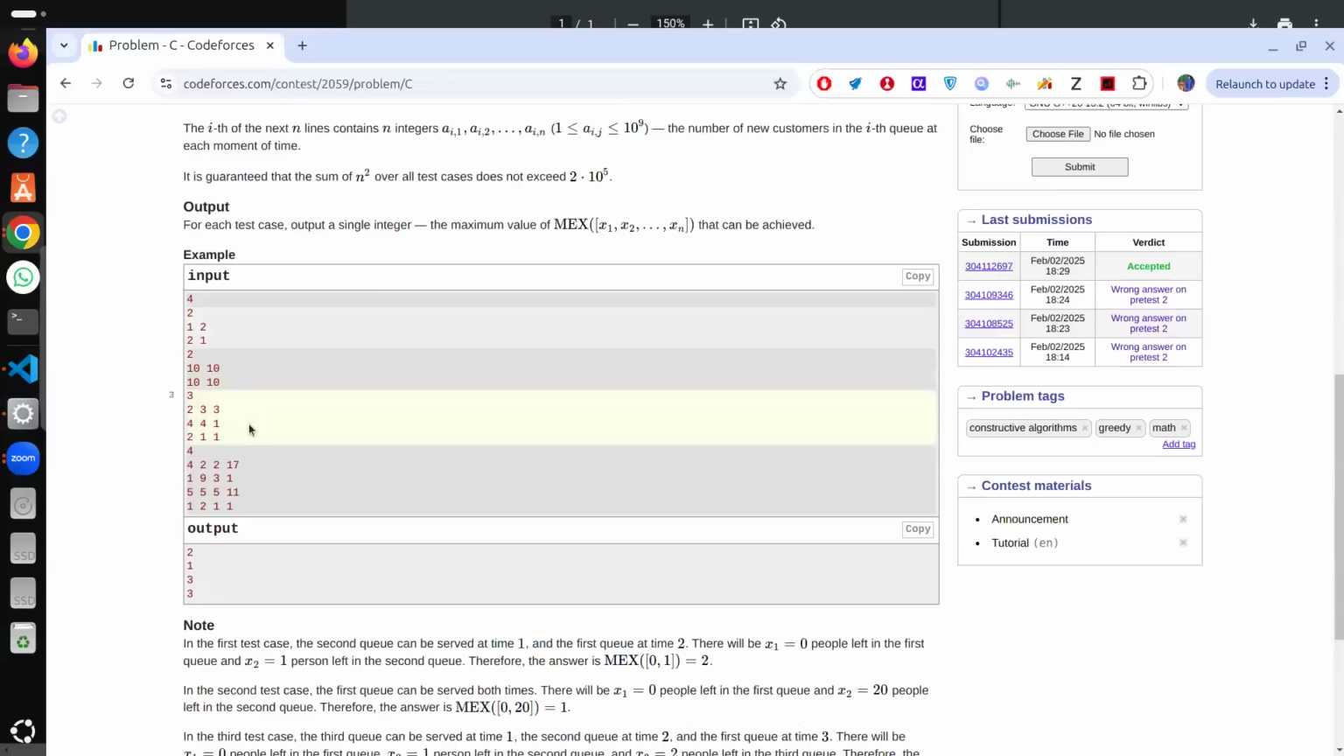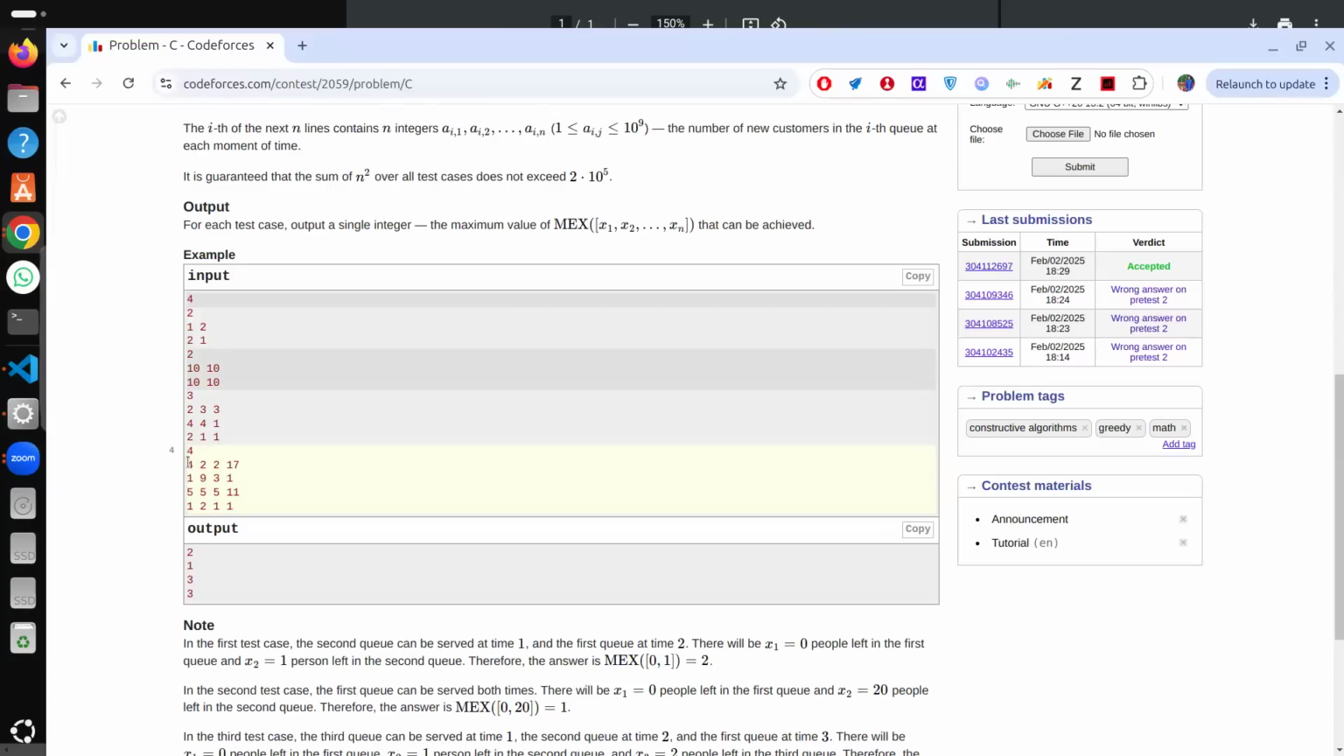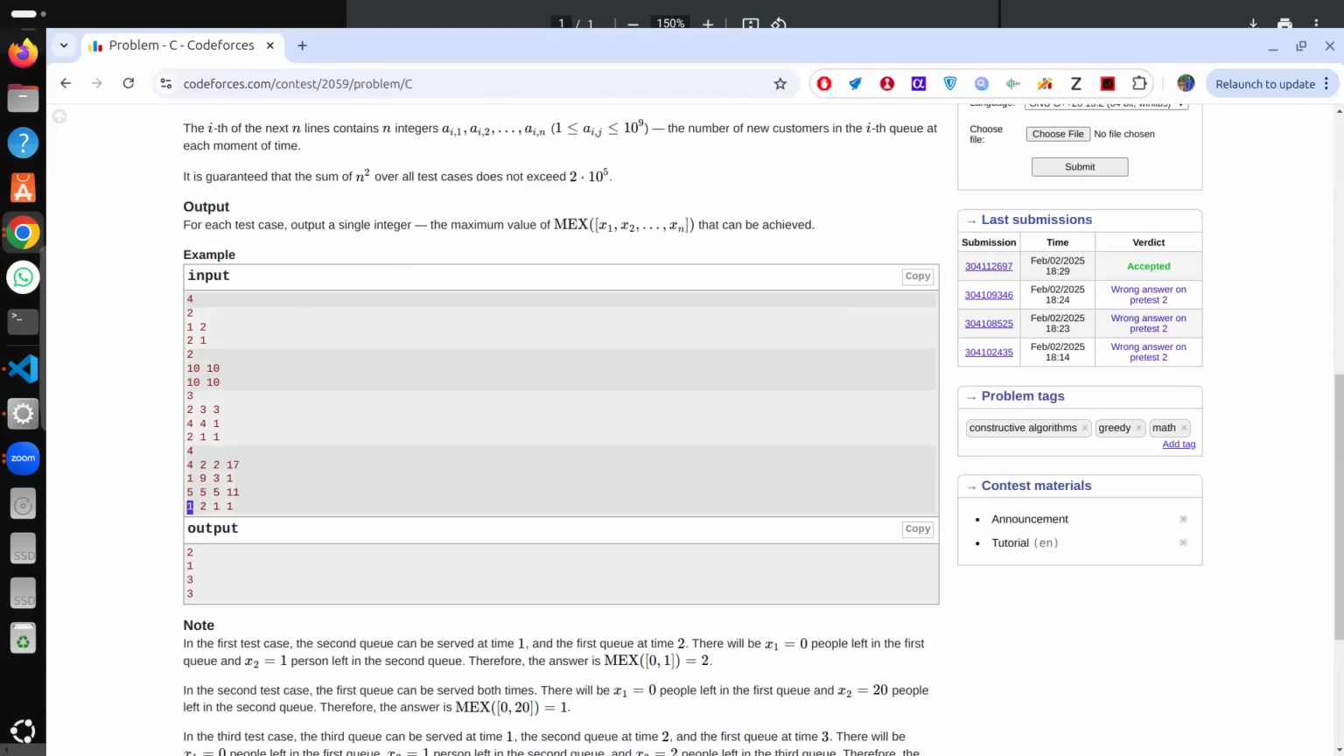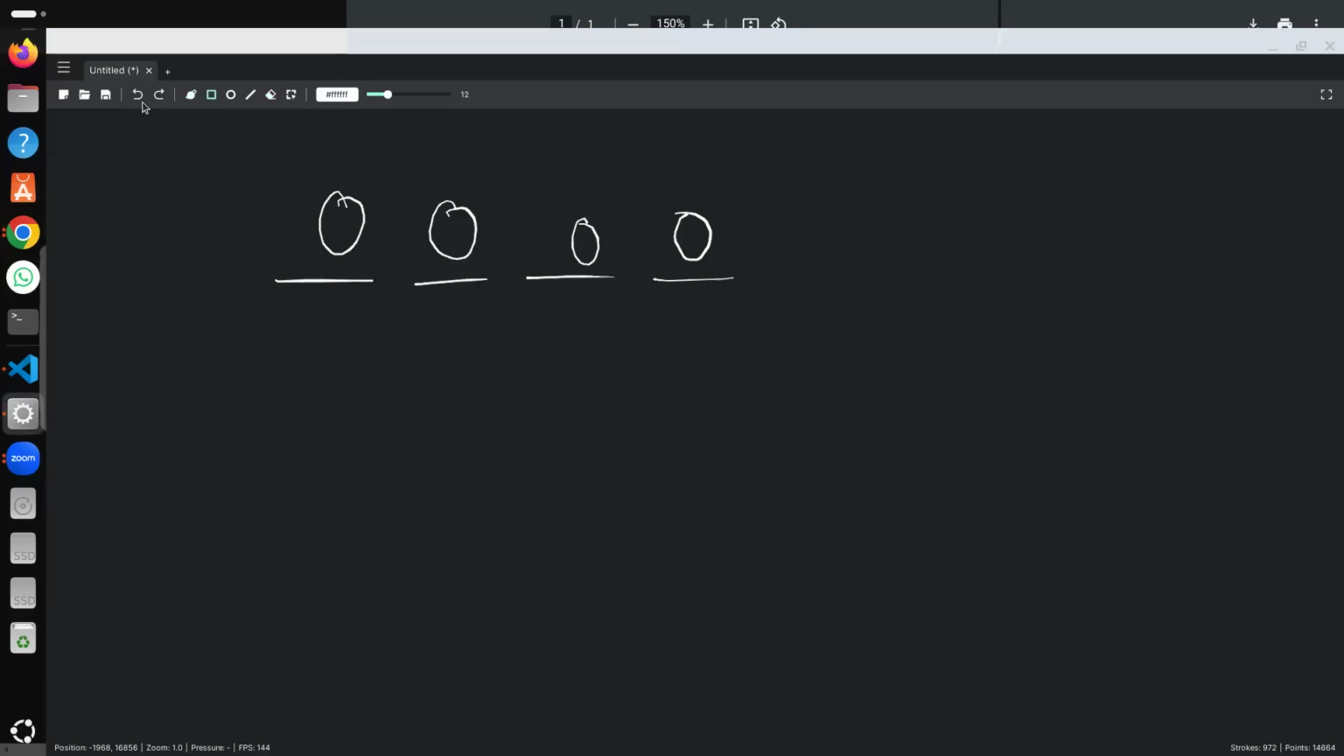So let's take the fourth sample test case. This is row 1, this is row 2, this is row 3, and this is row 4, right? So initially they are all zeros, for n equal to 4. At the first moment, 4 will come in the first row, 1 in the second row, 5 in the third row, and 1 in the fourth queue. So it will become 4, 1, 5, 1.